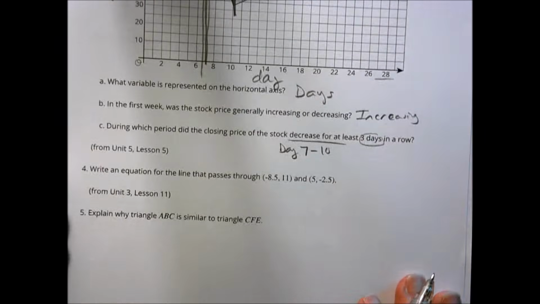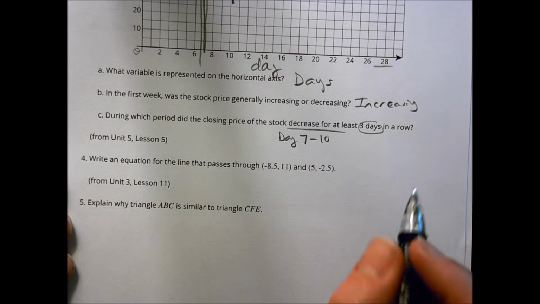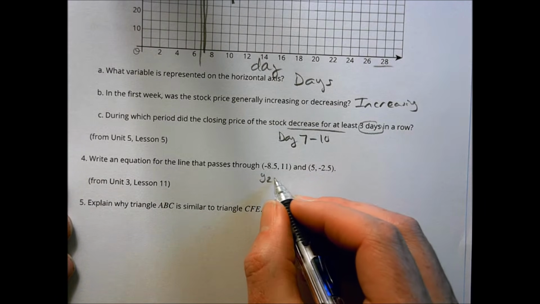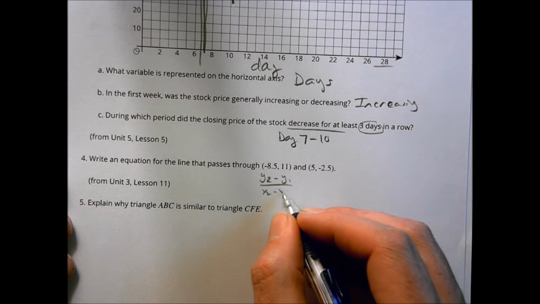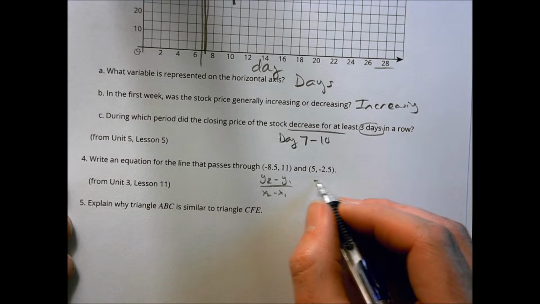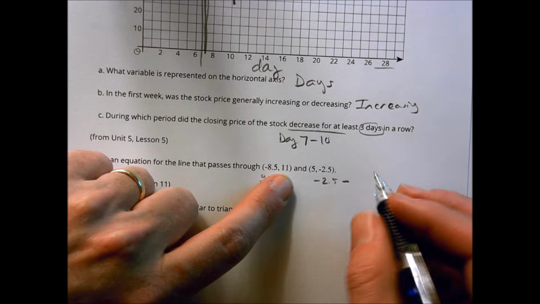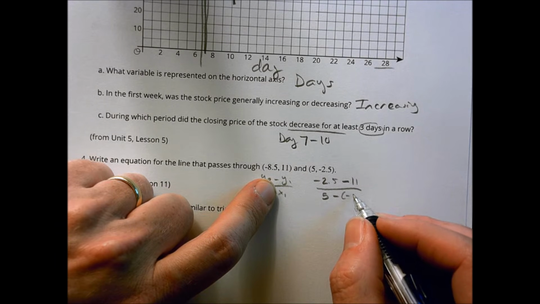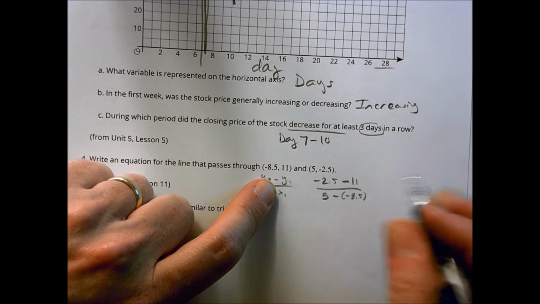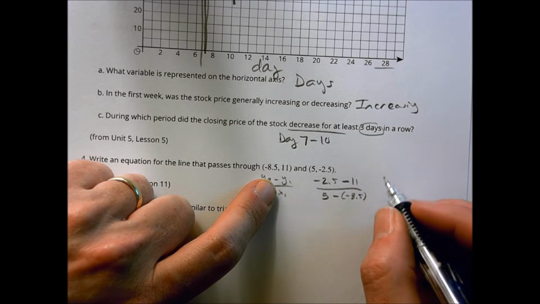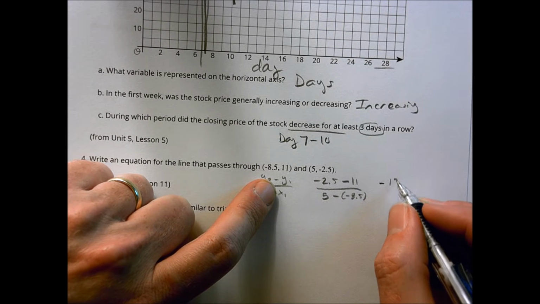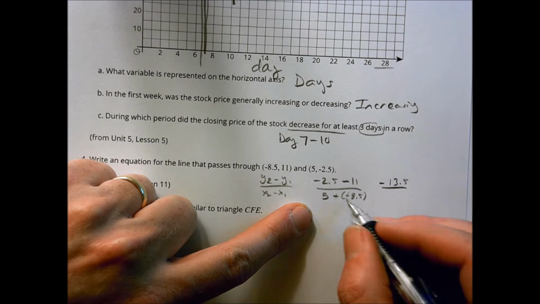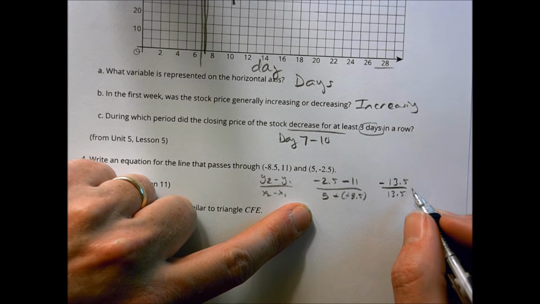Number 4, write an equation for the line that passes through those 2 points right there. Alright, so first of all, let's get a slope. So our slope is going to be y2 minus y1 over x2 minus x1. So our y2 is going to be negative 2.5 minus our y1, which is 11, over x2 minus x1, negative 8.5. So negative 2.5 minus 11 is going to be negative, in this case here, 13.5. And then this is 5 plus 8.5, which is 13.5. So you end up with simply negative 1.